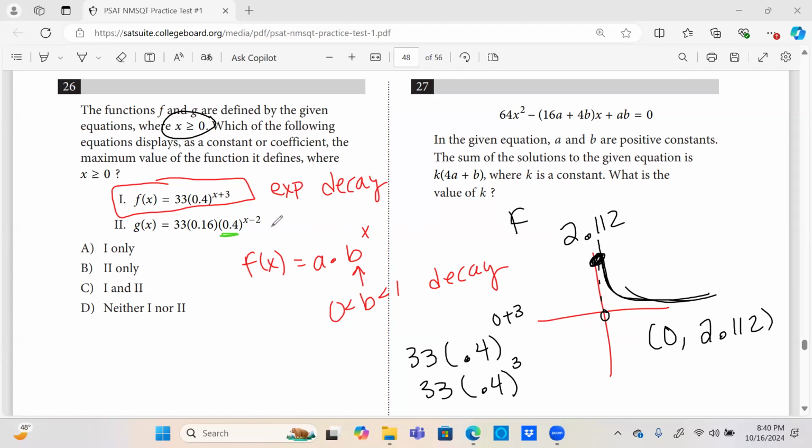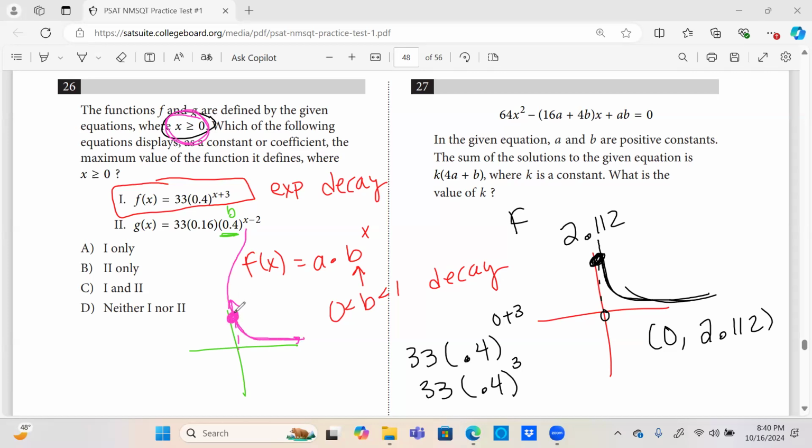And then for G, you can tell this is a decay as well. Same reasoning. That b value is in between 0 and 1. So this is also a decay. So it means it will be starting high and falling lower. We're restricting the domain, the x values, to be greater or equal to 0. So at 0, that's going to be the highest it's going to be, and then it falls from there.